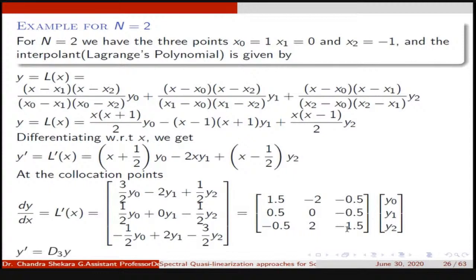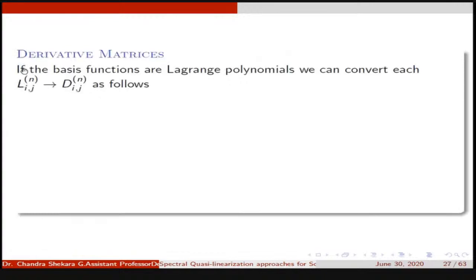Hence y dash in terms of the collocation points is given by D3 times y. The number of collocation points is 2, so two subintervals. Therefore, we got a 3 by 3 matrix, or 3 by 3 Chebyshev matrix or spectral differentiation matrix. This we can use directly while solving examples. Wherever the first derivative is there, you can replace it by capital D. Second derivative, you can replace it by capital D square, and so on. That means this mapping, the basis function of this, works only for Lagrange's polynomials.